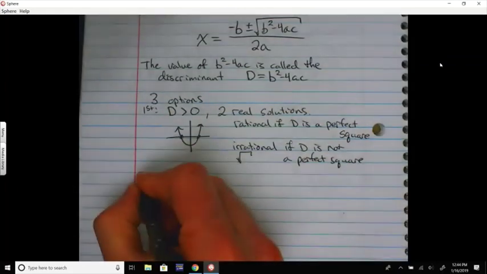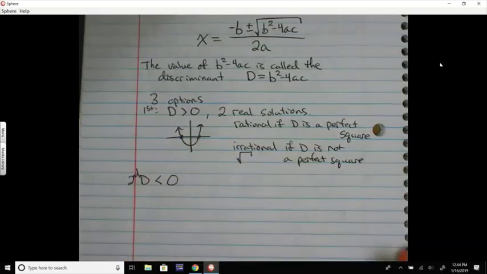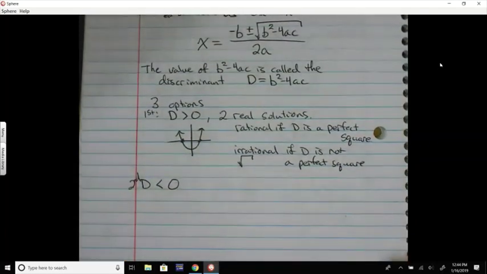Okay, what if D is less than 0? That can be the second one. It's going to be the third, it can be the second one. No problem. We'll just do what Caden wants here.